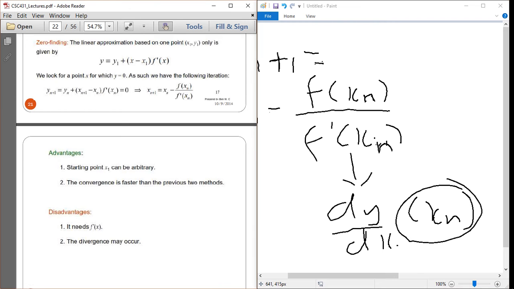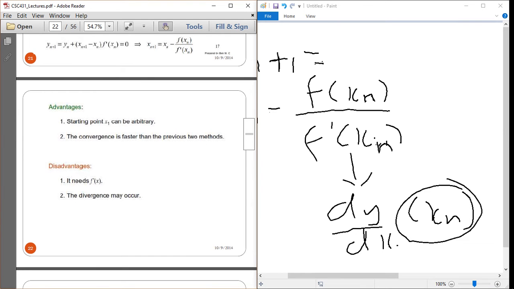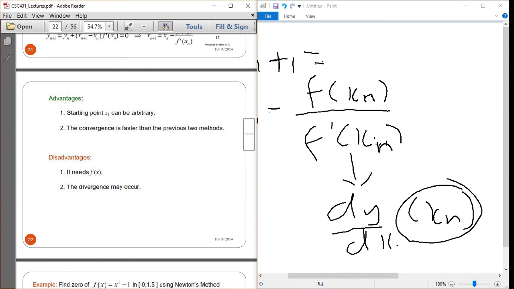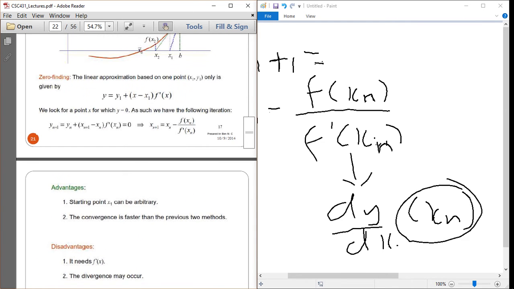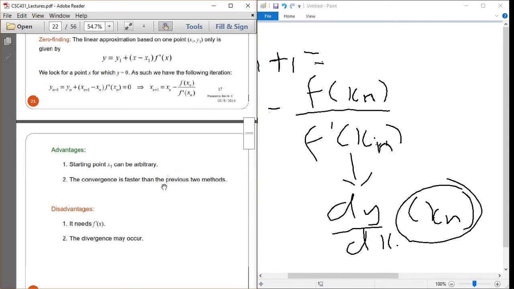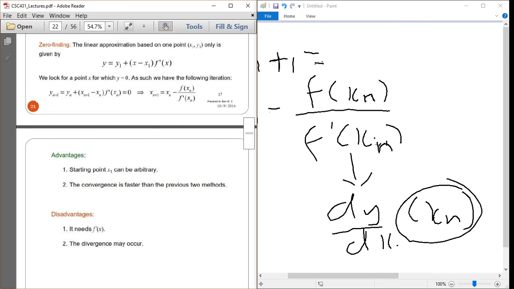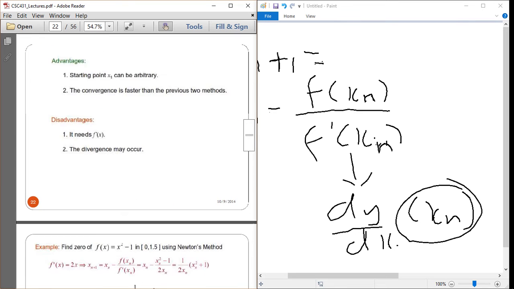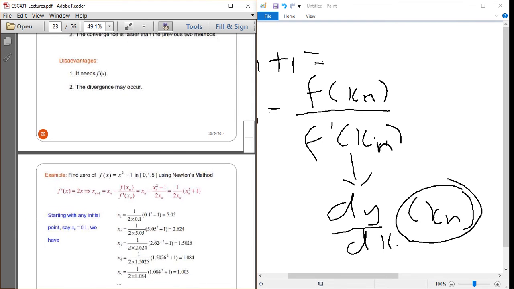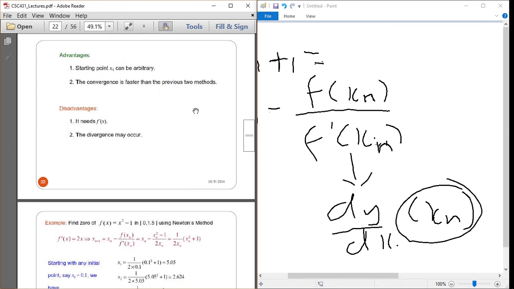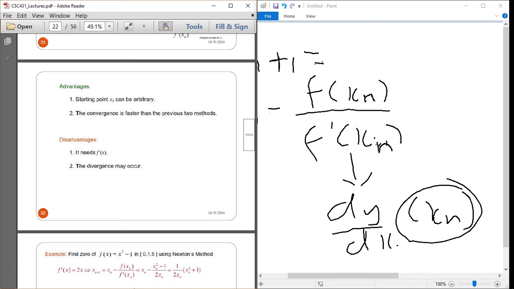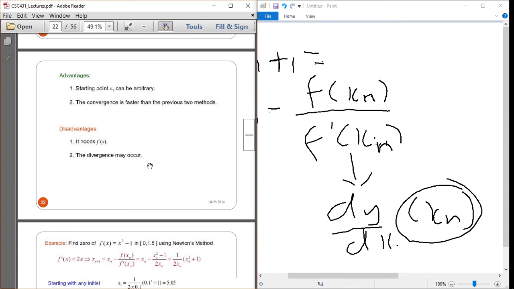So moving down here, the advantages of the Newton method. Starting point x1 can be arbitrary, and the convergence is faster than the previous two methods. When it says starting point x1 can be arbitrary, it's basically saying for n equals 0, you can choose an arbitrary value for x naught. If you look at the example here, an arbitrary value was chosen. So, let me run that back to the advantages: starting point x1 can be arbitrary, and the convergence is clearly faster than the previous two methods.